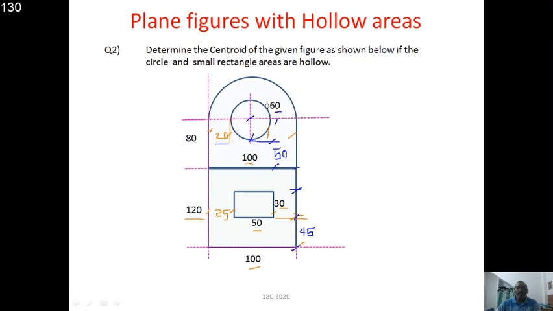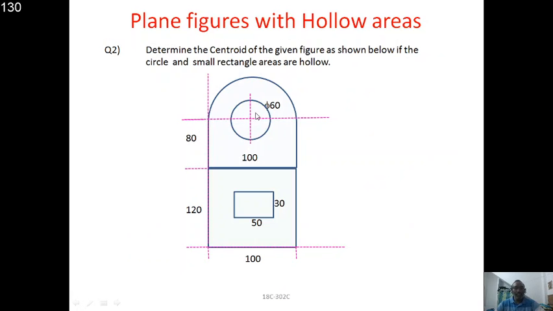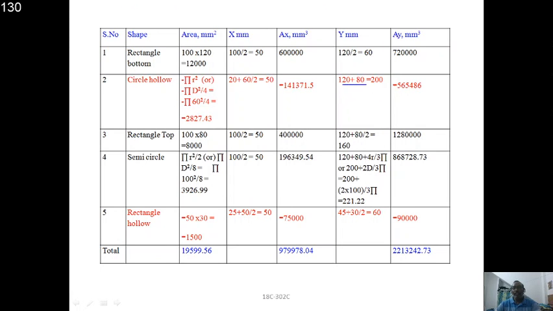Now, from the circle point of view, 20 and 50 are required. From the rectangular point of view, 25 and 45 are required. So, I substituted the same values here while calculating the x and y. Therefore, for the circle, 20 is taken here. Right? For the y axis, 120 plus 80, because the circle coincides with the top of the rectangle. Hence, this centroid is from here only. Hence, y has been taken 80 and 120. Therefore, this is 120 plus 80.